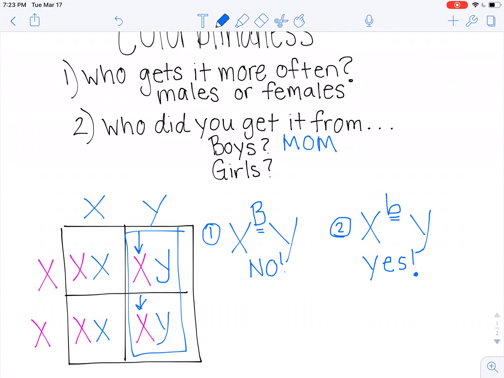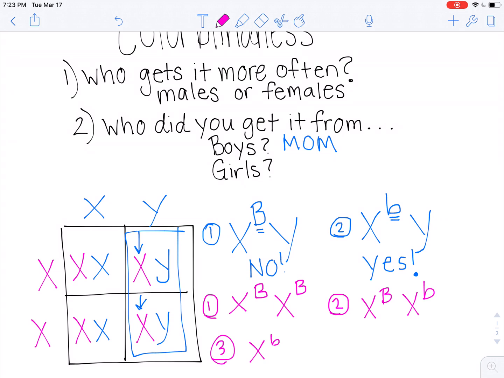All right, let's take a look at females now. Our options for females. Female number 1 would have a capital B. And remember, females have 2 X chromosomes, so they would show color blindness on both of those X chromosomes. Option number 2 and option number 3. Okay, so let's work through these and see which ones would be colorblind.